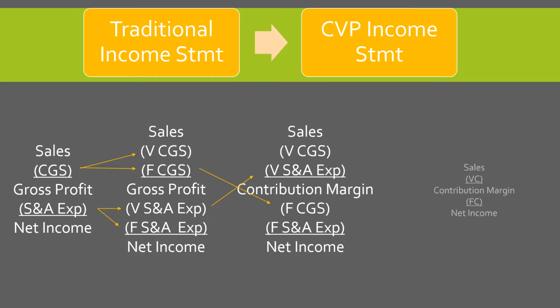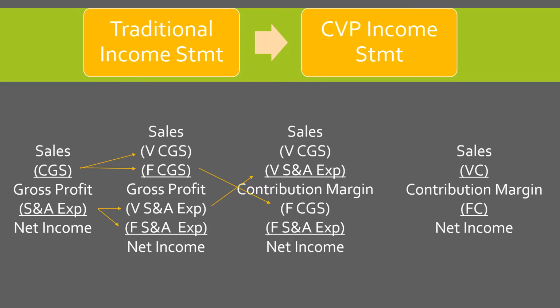So let's further condense this a little and say that my sales minus all variable costs, and all my variable costs are my variable cost of goods sold and my variable selling and administrative, gives us contribution margin. And let's combine fixed cost of goods sold and fixed selling and administrative into one and just call it fixed cost, and this will give us net income. So notice that going from the traditional income statement to the CVP income statement, or contribution margin formatted income statement, or variable costing income statement, all we did was move around some of the components of the income statement.